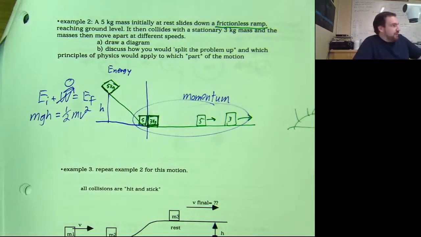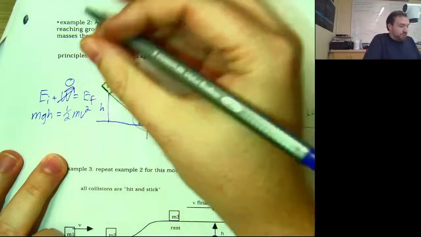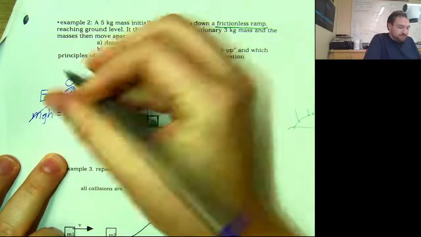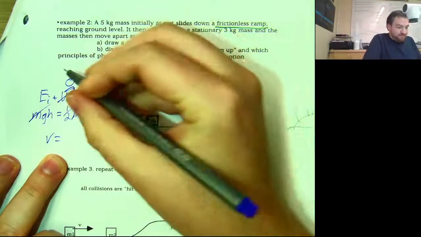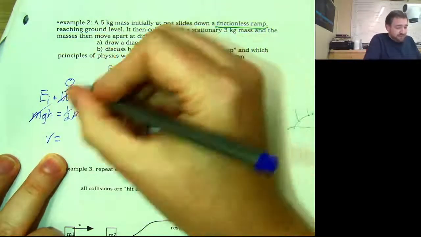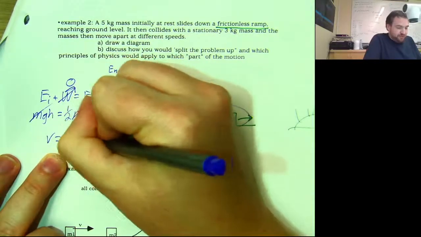How many half mv squared expressions do I need? The energy portion is just dealing with what? The 5 kilogram object sliding down the ramp. Okay? So we can cancel our masses. We could find v right away. V is going to equal the square root of 2gh.